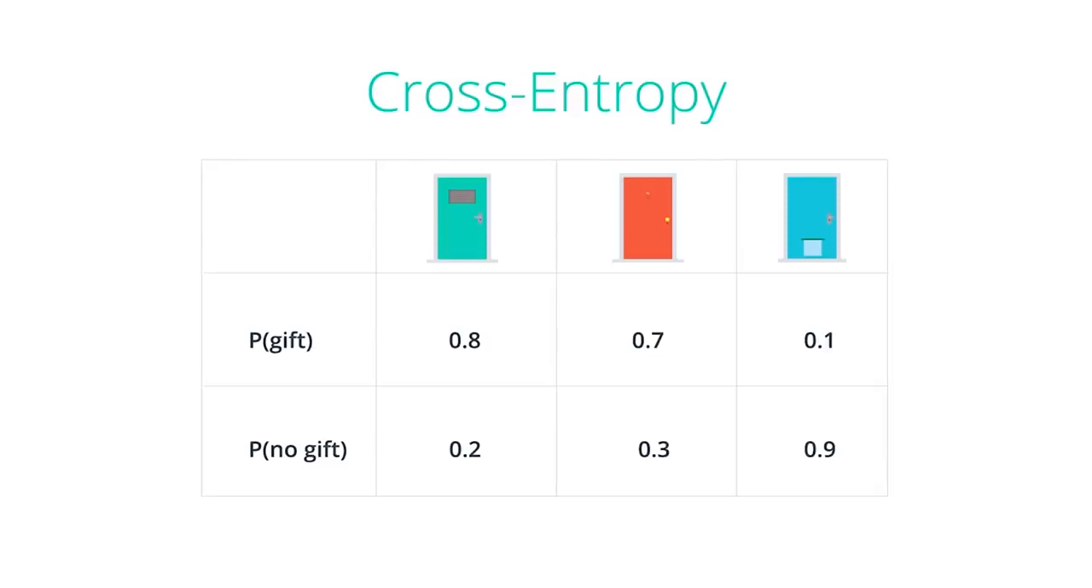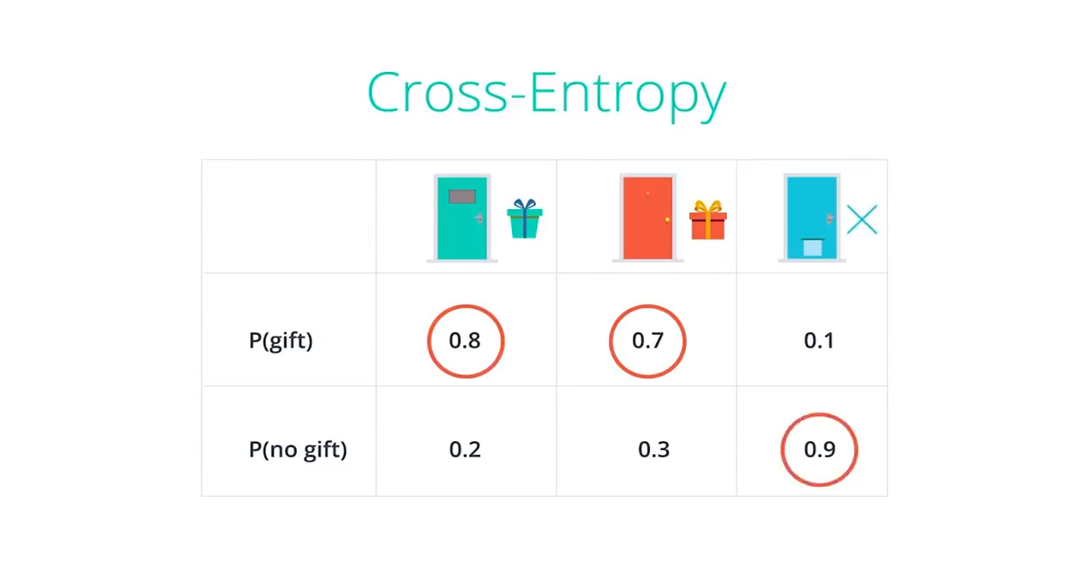So for the first door, it's more likely to have a gift than not have a gift. So we'll say there's a gift behind the first door. For the second door, it's also more likely that there's a gift. So we'll say there's a gift behind the second door. And for the third door, it's much more likely that there's no gift. So we'll say there's no gift behind the third door.